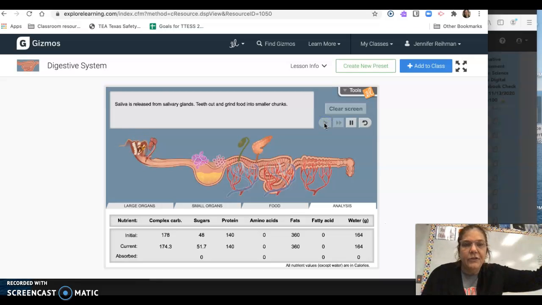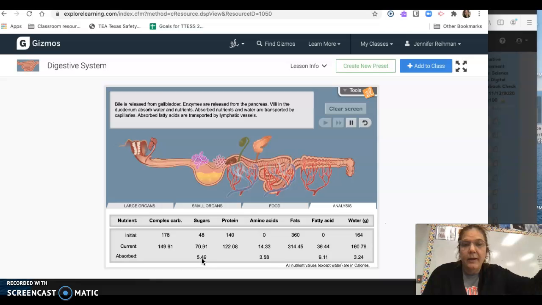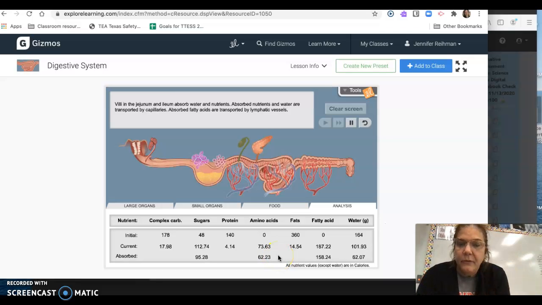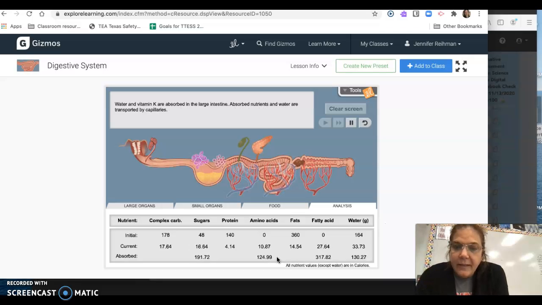Now let's watch it, and we can see if anything's being absorbed. It's being digested. Now we can watch in the small intestine. Look right here, absorbed. The numbers that are being absorbed into the blood vessels. This is the whole point of digestion, you guys. The only way digestion is going to do anything is if we have the nutrients being absorbed.